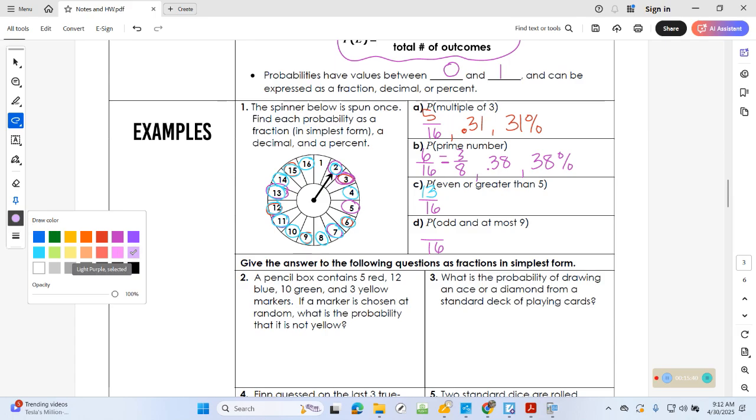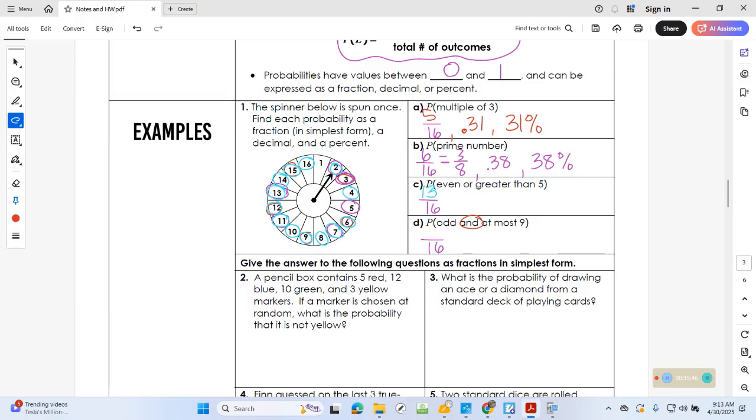Okay, odd. Oh gosh, odd. Now, key word here, and. So it has to satisfy both criteria. It has to be odd and at most 9, which means you can't go over 9. So let's circle our favorable outcomes. Okay, odd and at most 9.